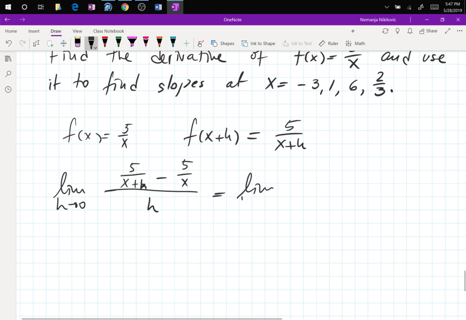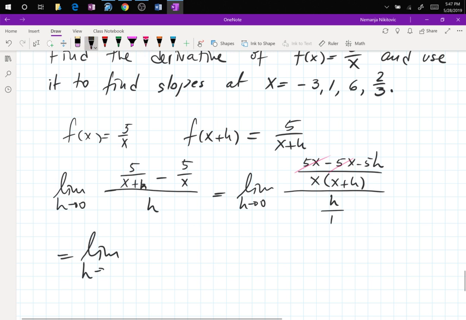Common denominator, because the only thing we can do here is to find a common denominator and combine fractions. So the common denominator is x times x plus h. In the numerator, when we cross multiply, we'll have 5x minus 5x minus 5h, everything divided by h. You can put it over 1 if you want. The 5x's drop.